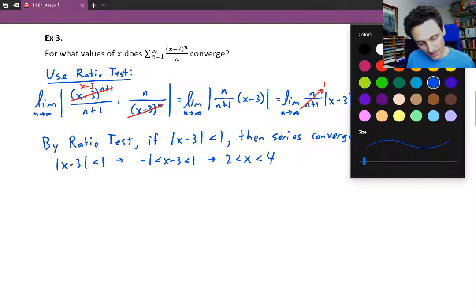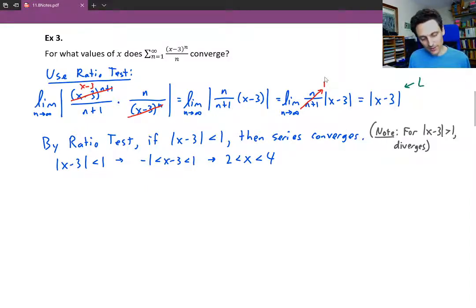And it's not too surprising that it's those two numbers because those are right on the boundary of the absolute value of x minus 3 being less than 1. If it's equal to 1, then we're right on the boundary at x equals 2 and x equals 4. And you can double check. If you plug in x equals 2, you'll get 2 minus 3, which is negative 1. Absolute value of negative 1 is positive 1. Same thing if you plug in 4, you get positive 1. So those x values of 2 and 4 are what give you an L value of 1, which means at those x values we need to do something else besides the ratio test.